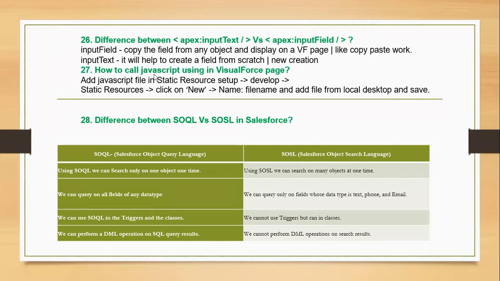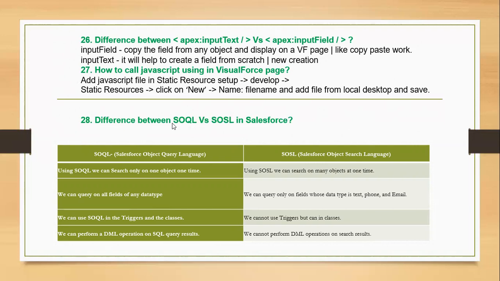Next question. How do you call JavaScript in a Visual Force page when the JavaScript file is in a static resource? Go to Static Resources, click New, enter the name and file name, add the file from the local desktop, and save.